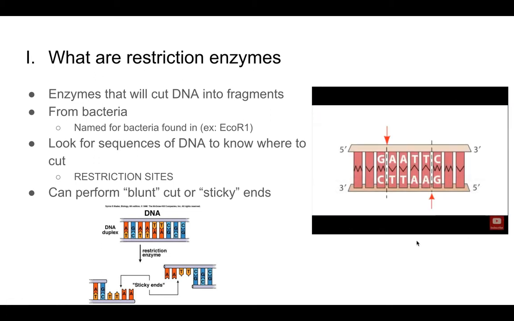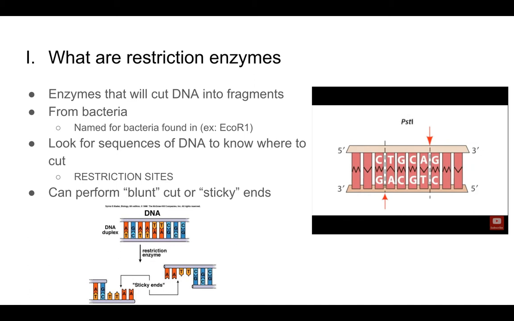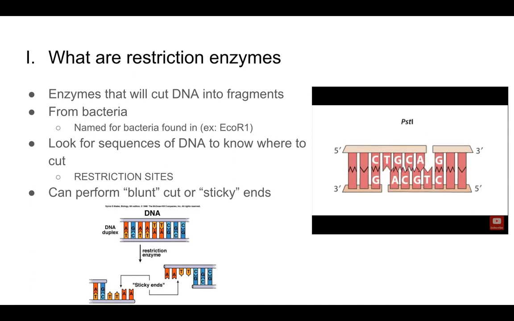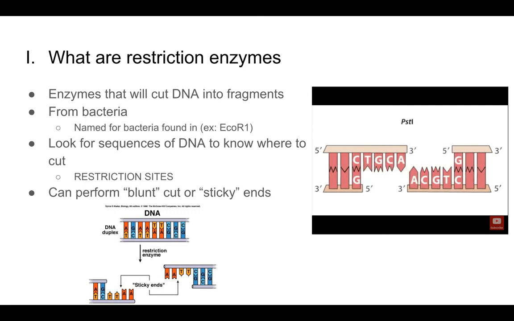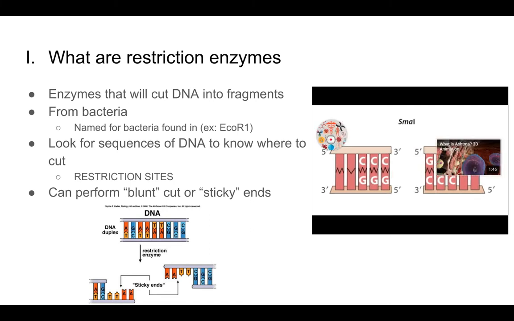Restriction enzymes cut specific recognition sequences in DNA. The enzyme EcoR1 recognizes the sequence GAA-TTC and produces a staggered cut with 5' single-stranded overhangs. The enzyme PST1 recognizes the sequence CTG-CAG and produces a staggered cut with 3' single-stranded overhangs. The enzyme SMA1 recognizes the sequence CCC-GGG and produces blunt ends on the DNA.